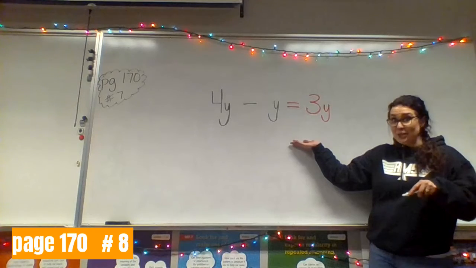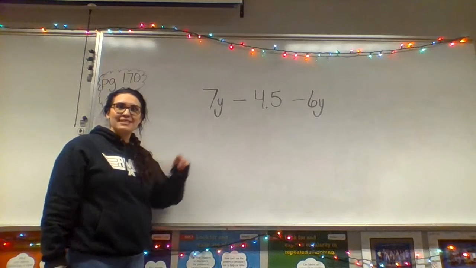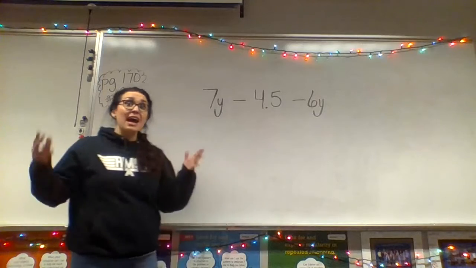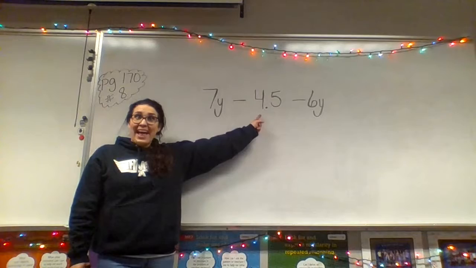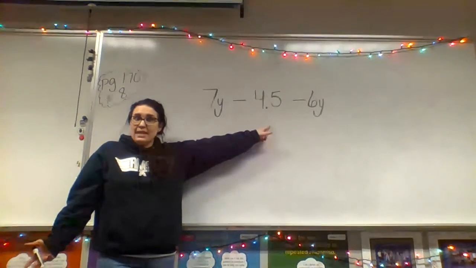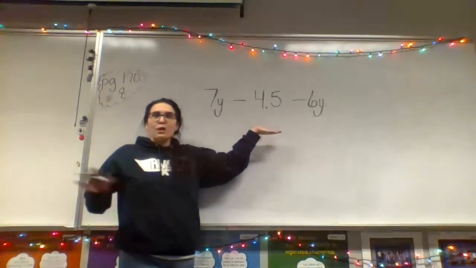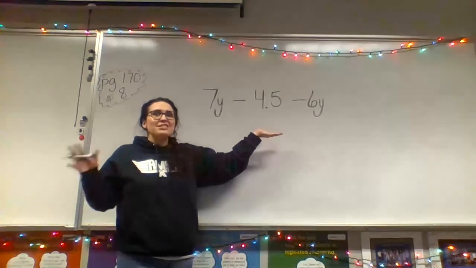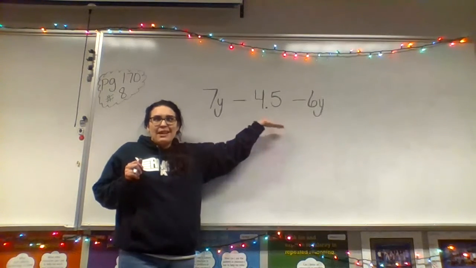Now let's look at still page 170, but number 8. All right, here's our example for number 8. We have 7y minus 4.5 minus 6y. Now, like we talked about with like terms, my friends, since 4.5 does not have a variable, it doesn't have that y, this is not one of those like terms. So this is going to stay as it is because remember, we are not changing the value of any of these expressions. We're just simplifying it, we're just changing the look, okay? So since 4.5 doesn't have any buddies, that's just going to stay the same.